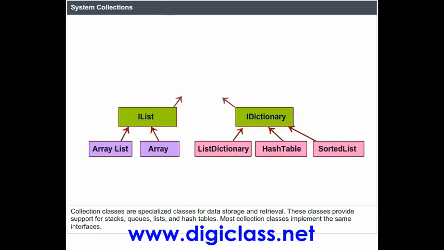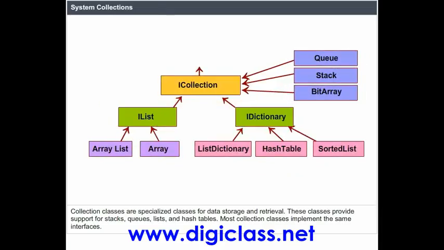Collection classes are specialized classes for data storage and retrieval. These classes provide support for stacks, queues, lists, and hash tables. Most collection classes implement the same interfaces.